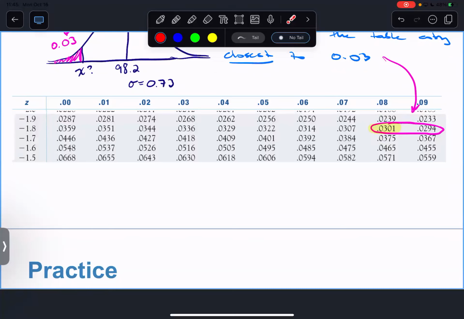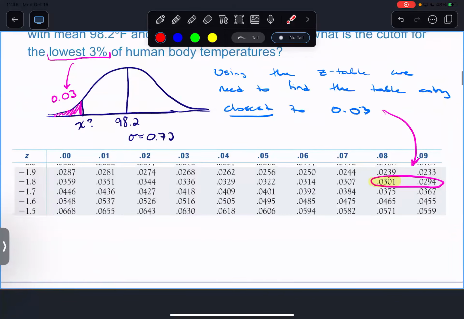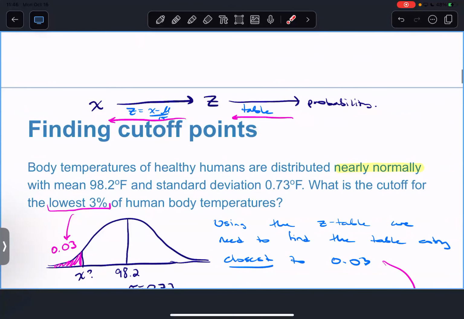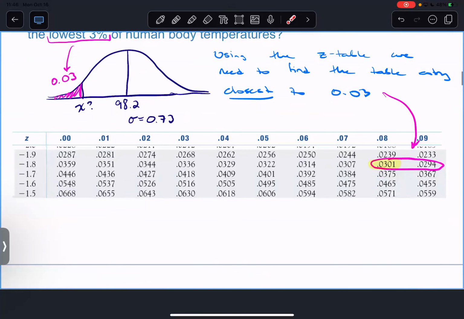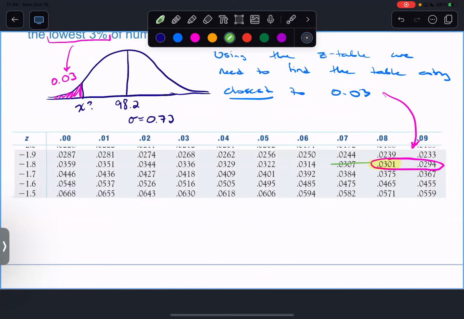All right. So, where are we at in this little pendulum here? We've got a probability. We got it in the table. Now what's our next step is to backtrack to the Z that makes that happen, right? So now I'm going to use maybe a green here.